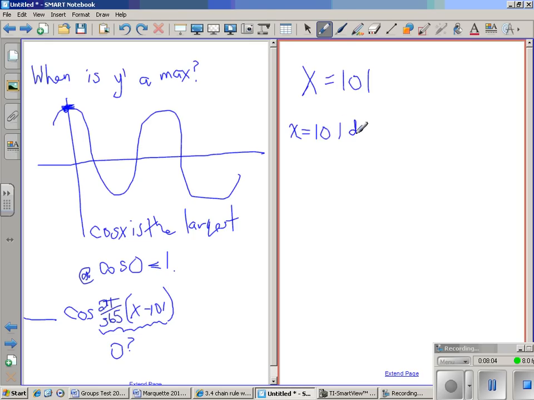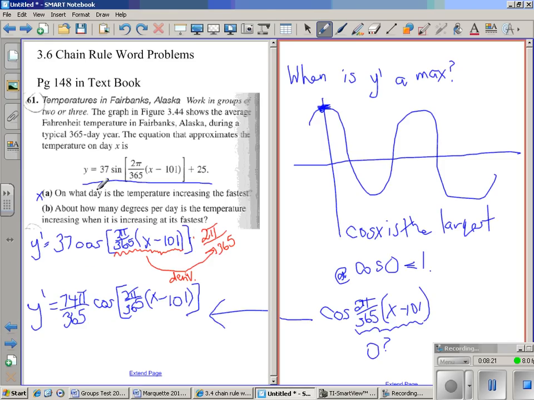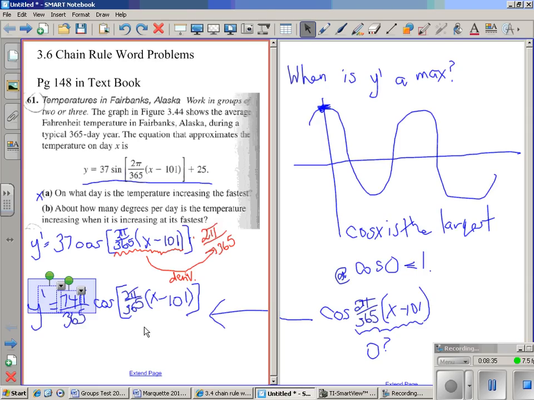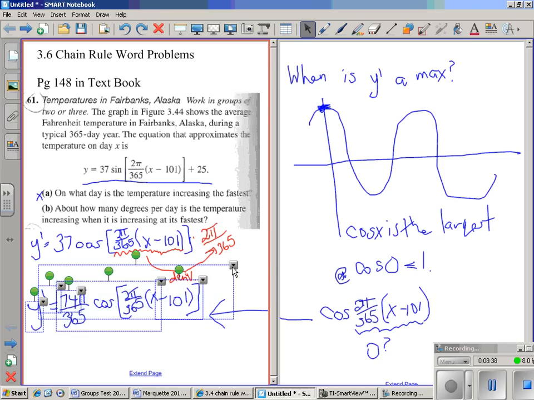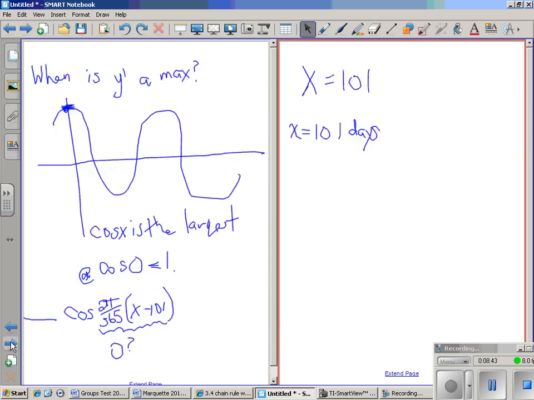And this is days. So about what day of the year are we at 101 days? Think about that. I think it might be April. Okay, about 4 months in, 3 to 4 months in. Okay, going back to my problem, about how many degrees per day is the temperature increasing when it's increasing at its fastest? So I'm going to go ahead. This is the derivative function. I'm going to copy, and then let me paste that over here.